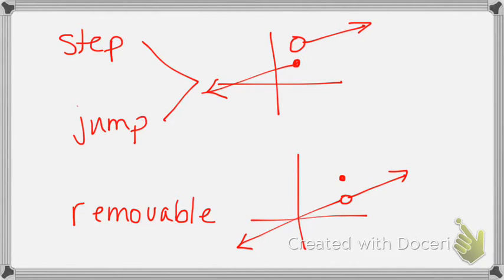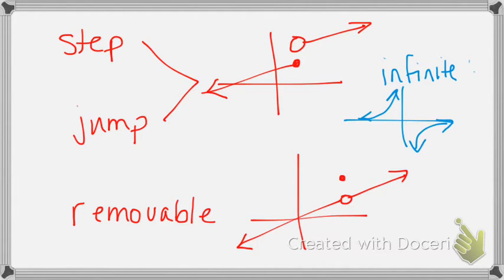There's one more kind, which I didn't list at the bottom, but it's called infinite. And as you can imagine, an infinite discontinuity is a place where there would be a vertical asymptote. So at x equals 0 on that one's an infinite discontinuity.